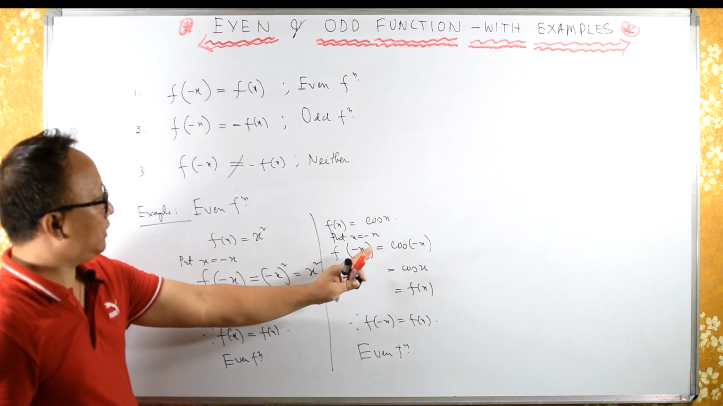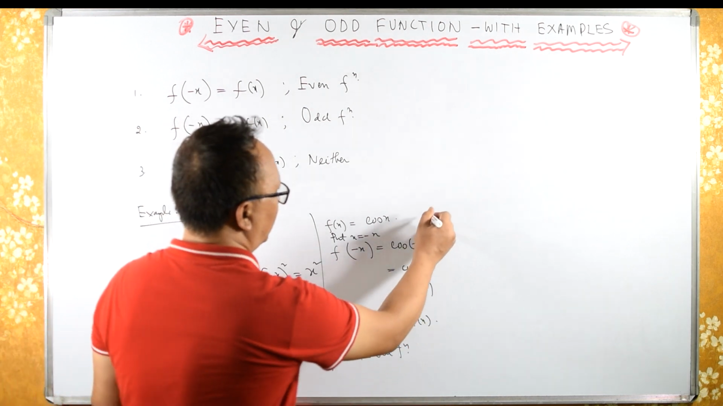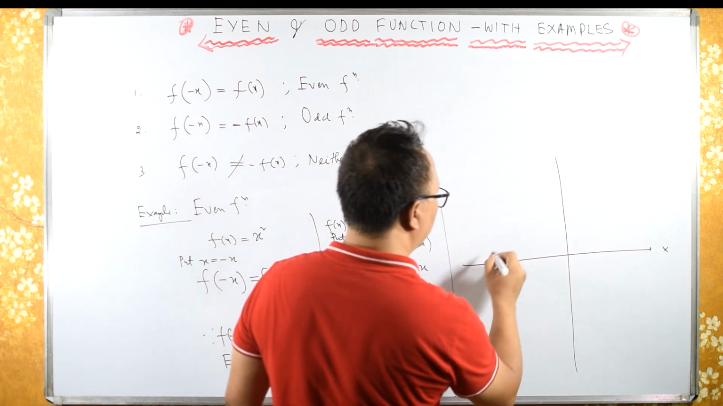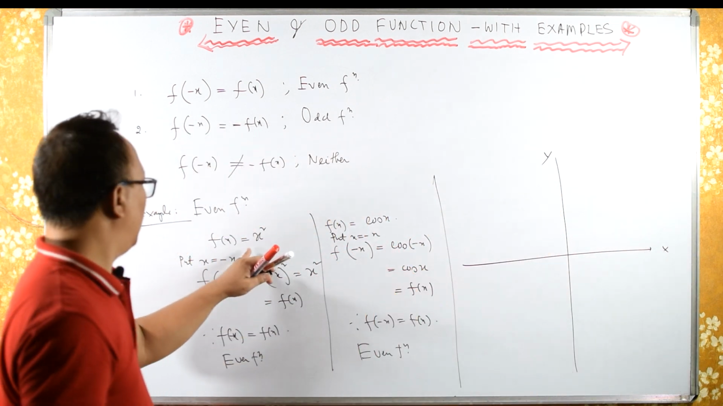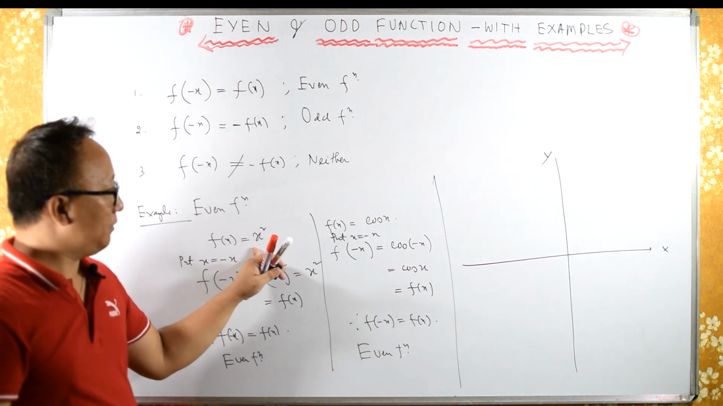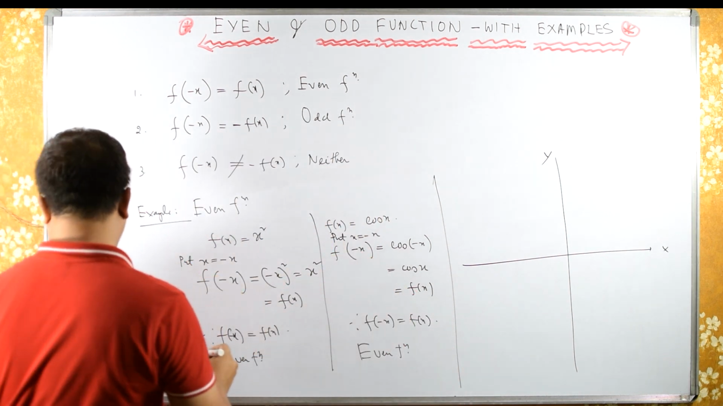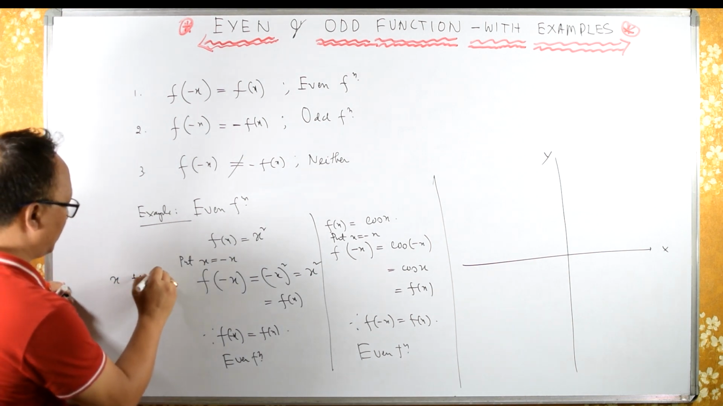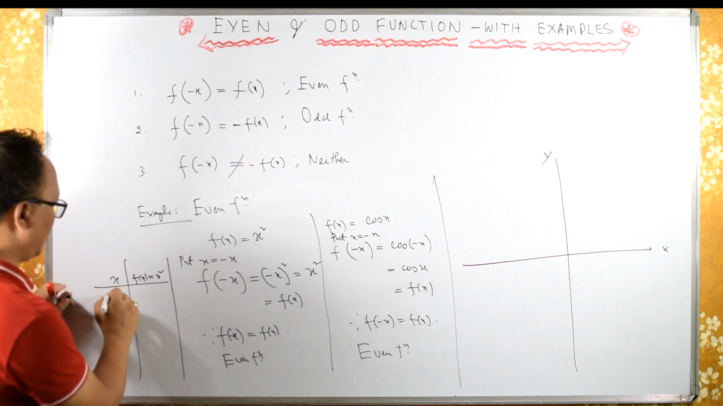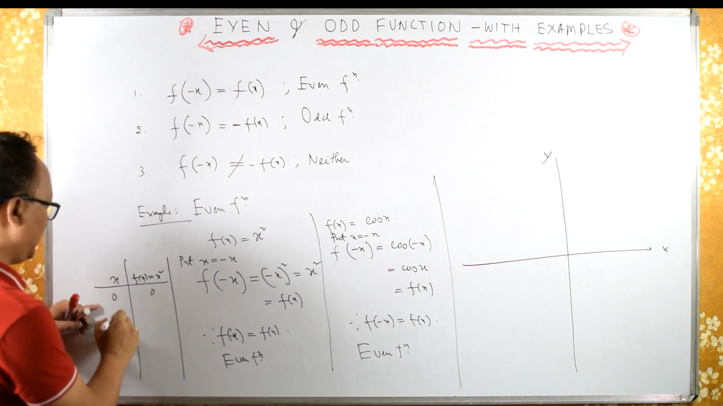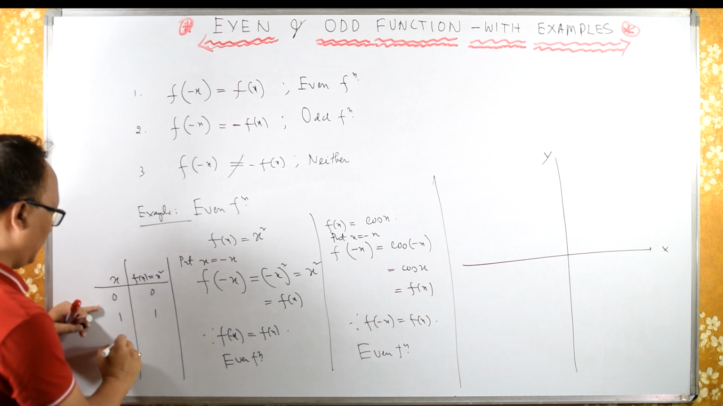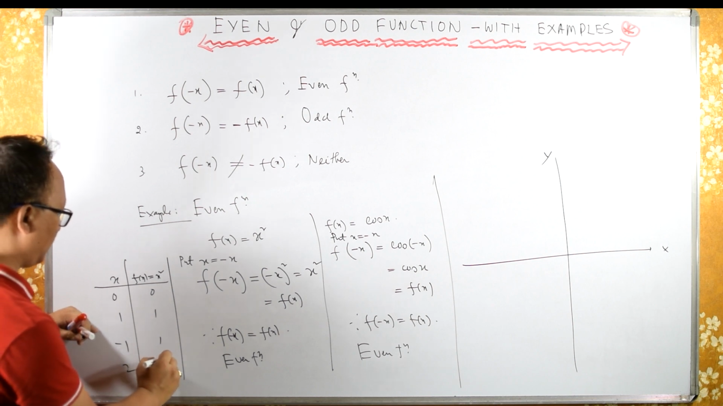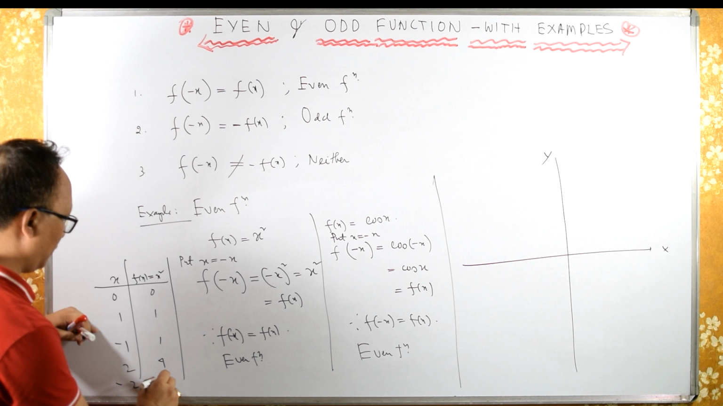Now let's see what its graph is, what its nature is. Here we have x, here we have y. This is a parabola, f of x equals x square. Let's plot this. When x equals 0, this becomes 0. When x equals 1, 1 square is 1. When x equals minus 1, the whole square is 1. 2 squared is 4, minus 2 also gives 4.